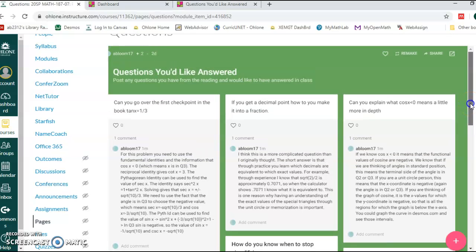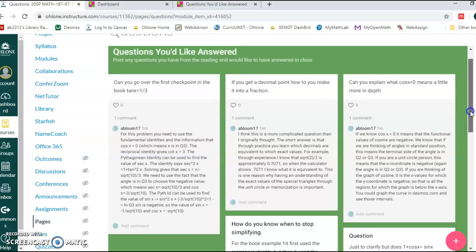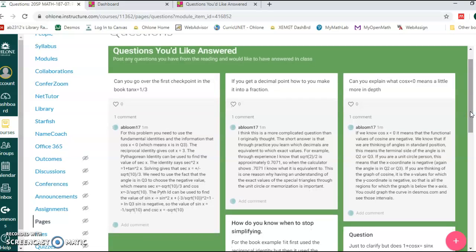So these are the Padlet questions that people asked this week, and I wanted to take a minute and just kind of go over the answers. I'll try to keep this short, but the first checkpoint problem in the book, where you're given that tan of x is equal to 1/3, there's a second piece of information that's given to you that's really important, and that's that cosine of x is less than 0.